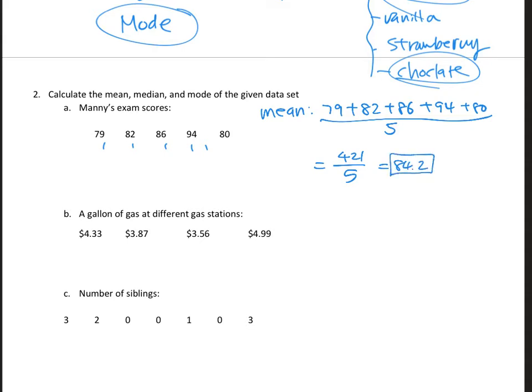So maybe this was like exam scores. So the average exam score is 84.2. That's the mean. How about the median?